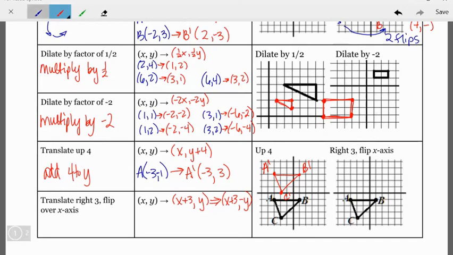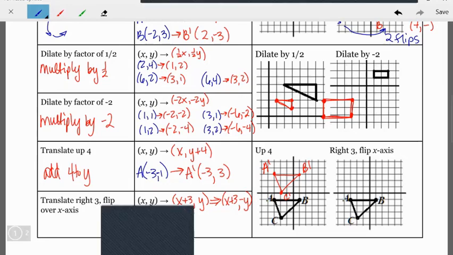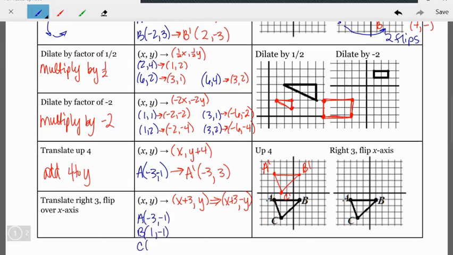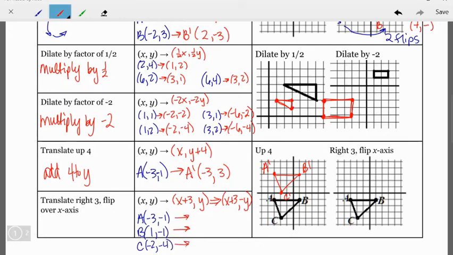So for this one, let's go ahead and write down all our points. So A is at -3, -1. B is at 1, -1. And I have to go down below my line. You should have margin on your paper. C is at, oops, sorry. C is at -2, -4. And so let's apply the rule that we came up with to do all of these.